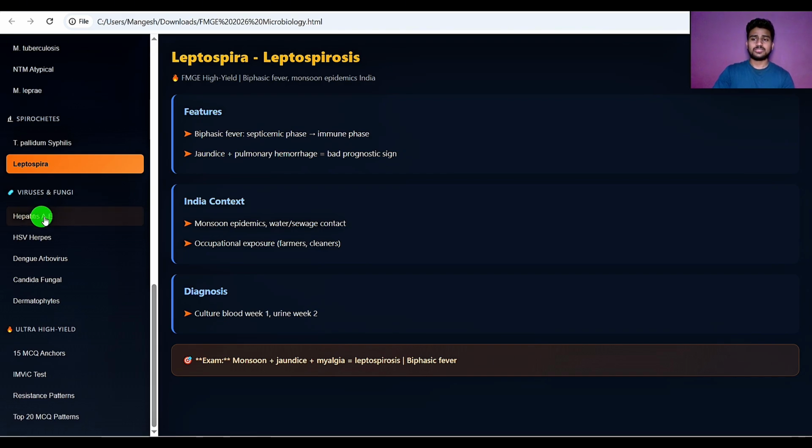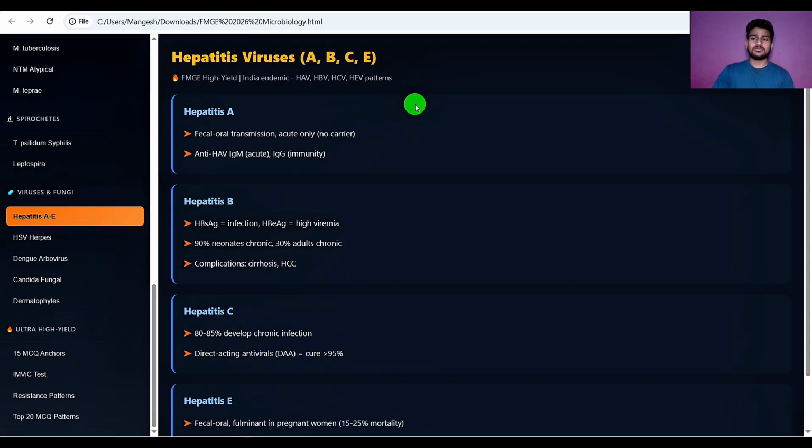Let's move towards the viruses and fungi. So the very first thing we are going to discuss in viruses is hepatitis. We all know that this is very high and important topic, not only from the exams point of view, but in general life as well. We are becoming doctors, and I am myself doing internship. So it is very important to know which are the vaccines that are must for healthcare practitioners, and this is one of those vaccines.